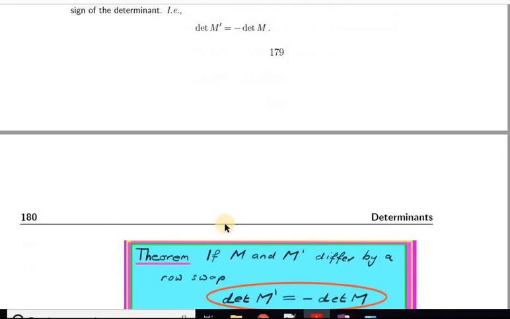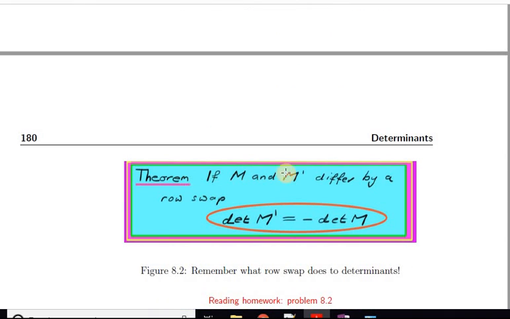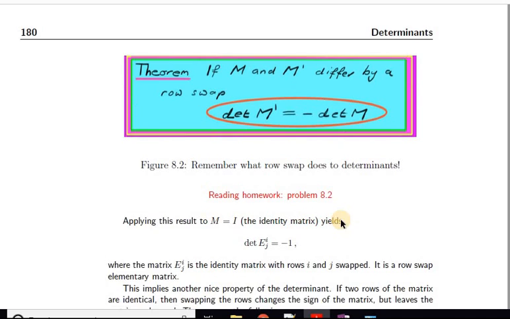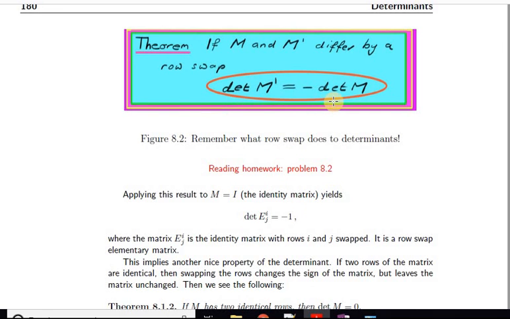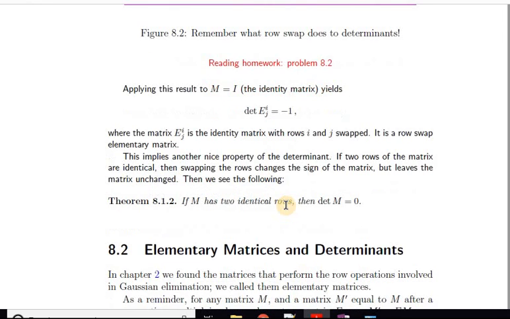All right? So that's summarized here. If M and M prime differ by a row swap, then the determinant of M prime is negative the determinant of M. Okay? Now remember that a row swap corresponds to an elementary matrix, and the notation was E_ij, which means that I swap row i and row j.